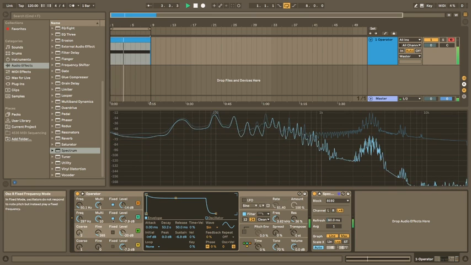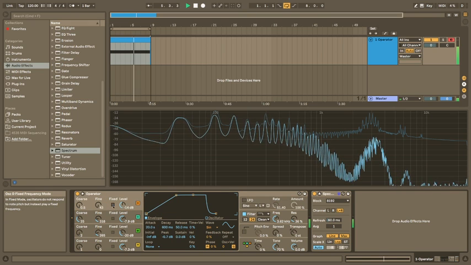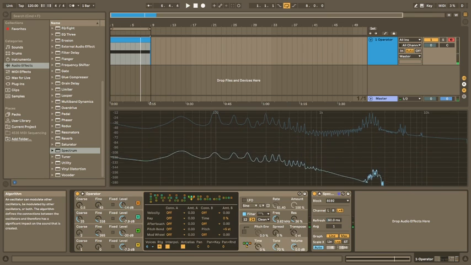So if you like working that way, you can. It's not my style. And look, it saved what we had. That's nice. Okay, so let's explore some of these different algorithms here too.